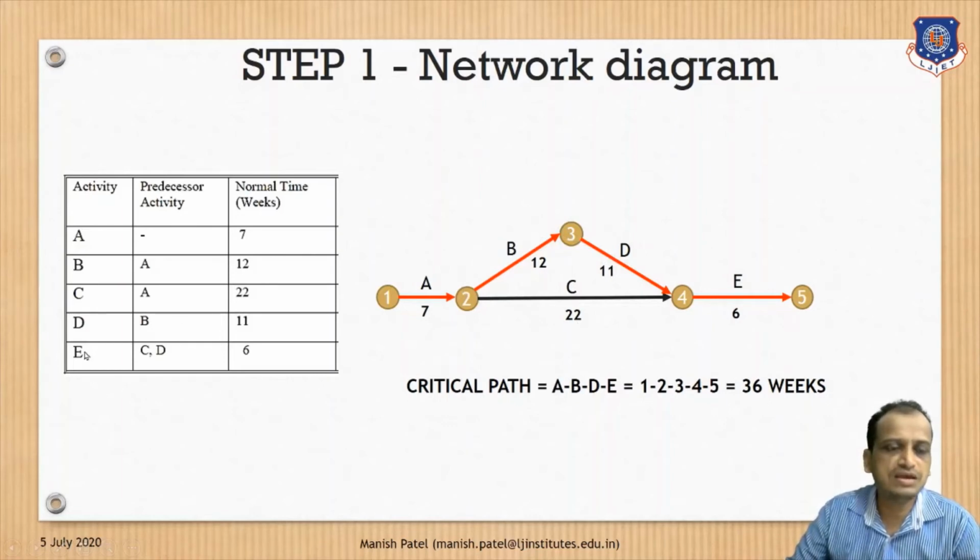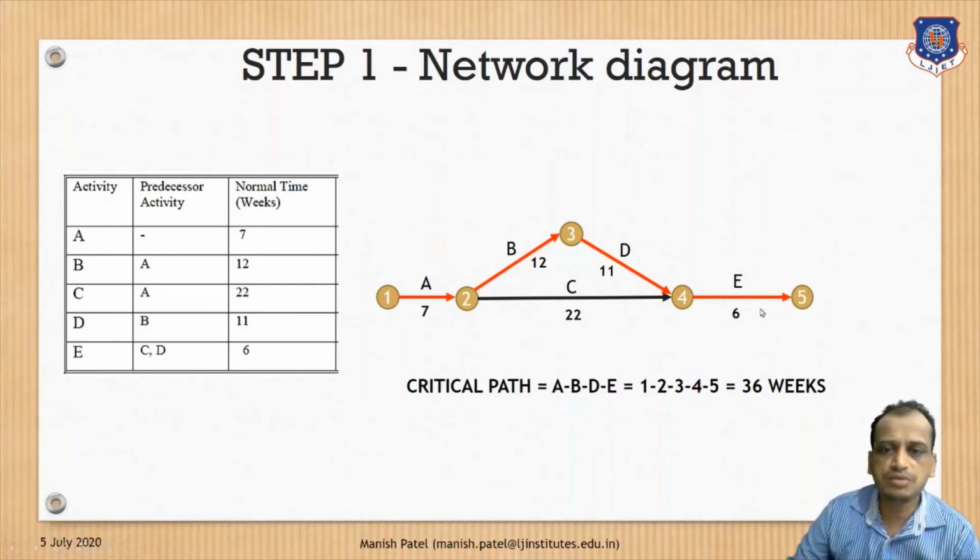What about E here? E starts when C and D complete. So when C and D complete, E starts. Clear? E ends at event number 5. So all the activity durations are also given. So let's find out the critical path, whichever path is taking maximum time. So let's start. 7 plus 12, 19. 19 plus 11, 30. 30 plus 6, 36.